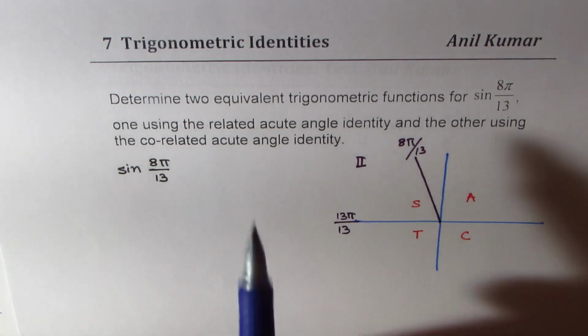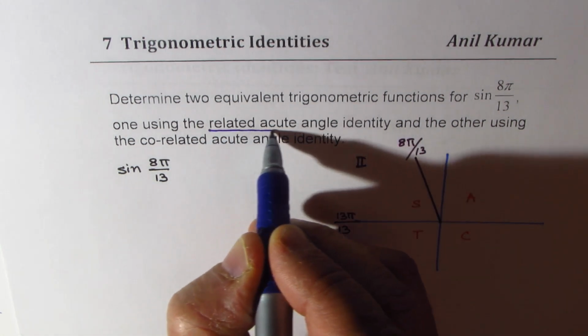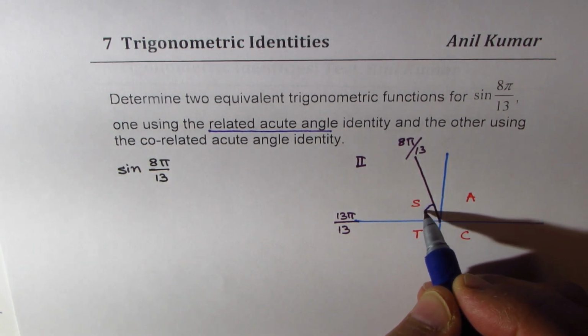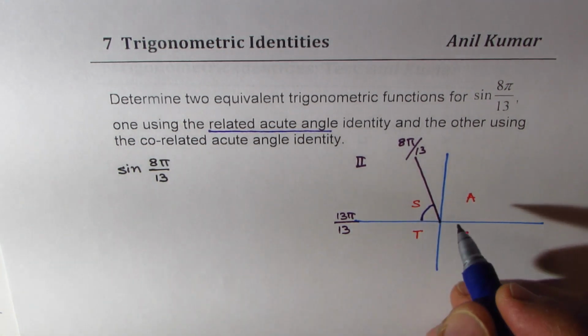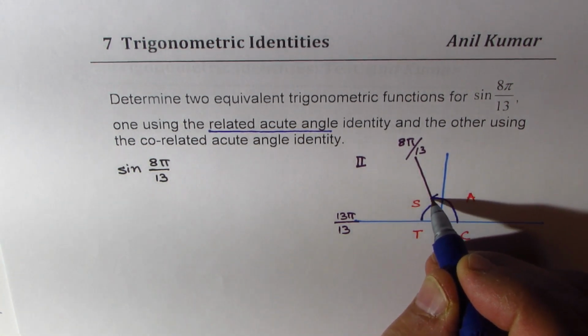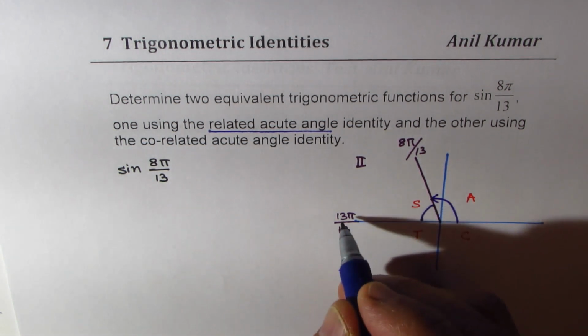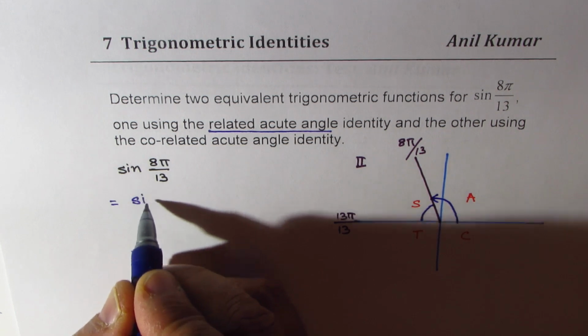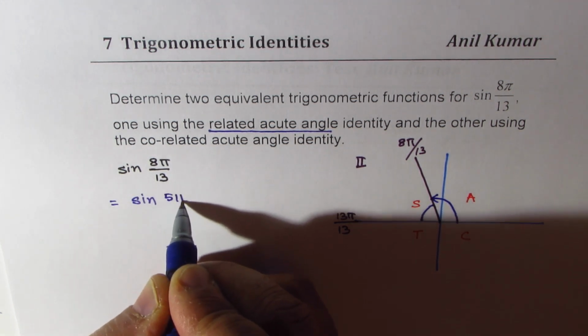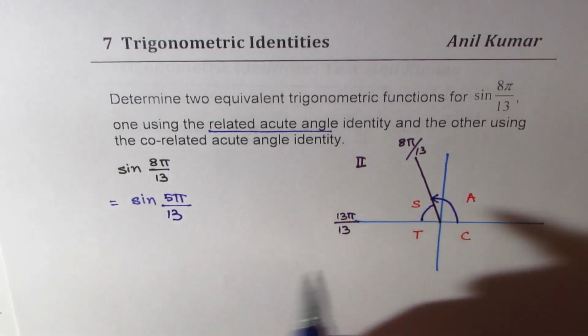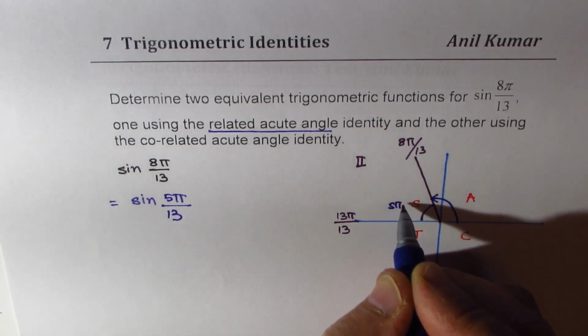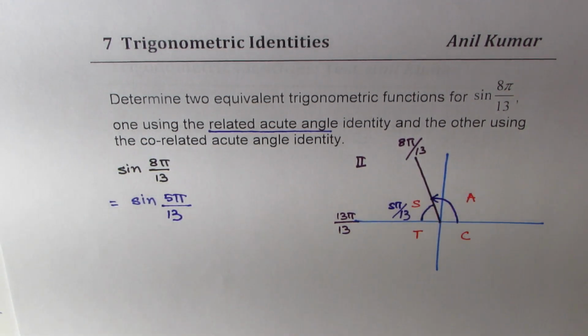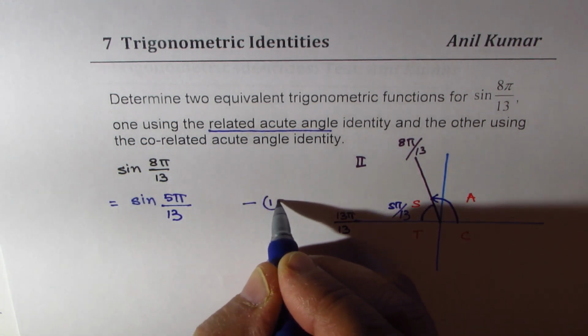We want related acute angle. Now in this case, the acute angle is how much? If we know this is 8 pi by 13, then the remaining is 5 pi by 13. So it could be written as sine of 5 pi by 13, right? So this is 5 pi by 13. That is going to make us 13 pi by 13. So that is our answer for the first one.